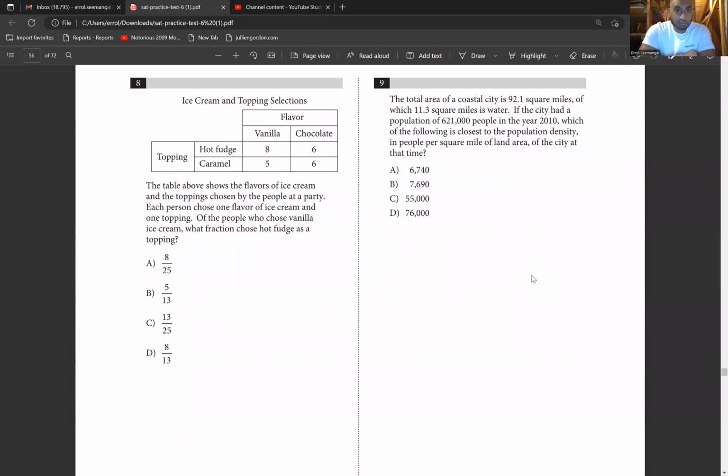8, ice cream and toppings. The table above shows the flavors of ice cream and the toppings chosen by the people at a party. Each person chose one flavor of ice cream and one topping. Of the people who chose vanilla ice cream, what fraction chose hot fudge as a topping?